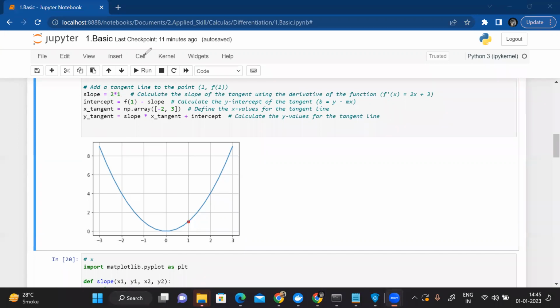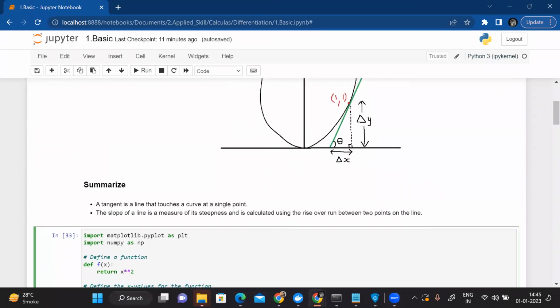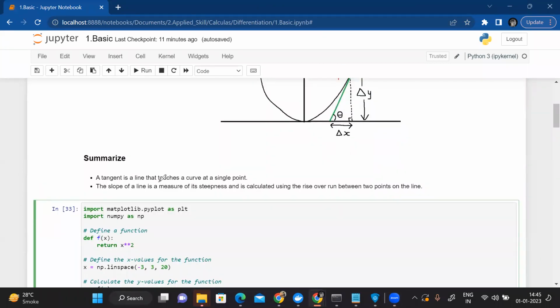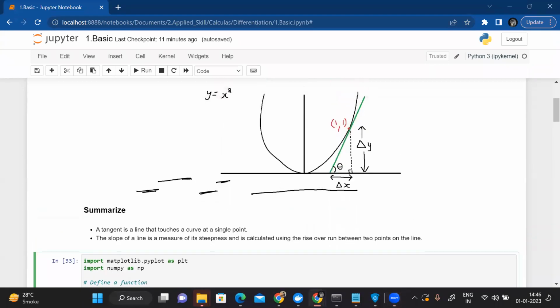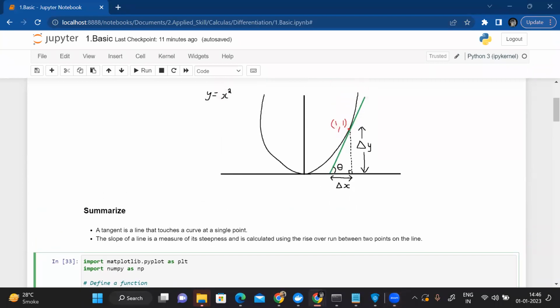To summarize all of this, a tangent is a line that touches the curve at a single point. But what is slope? The slope of a line is a measure of its steepness, calculated using rise over run between two points on the line. How to compute this, we will learn in a future lecture. In short, with slope you are trying to understand how your y is changing when your x is changing over time. So you are trying to find this.